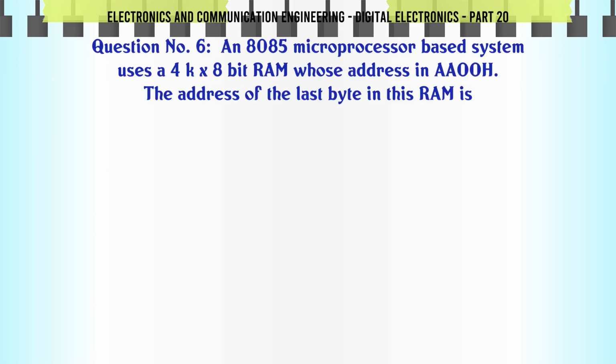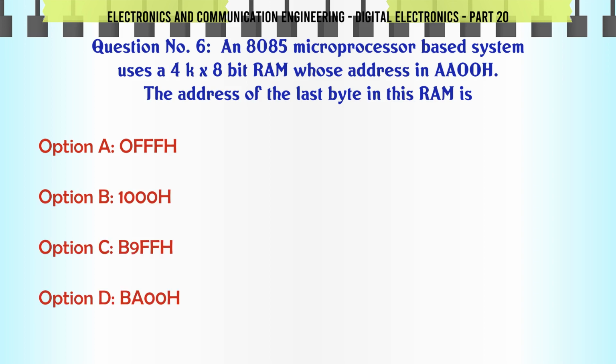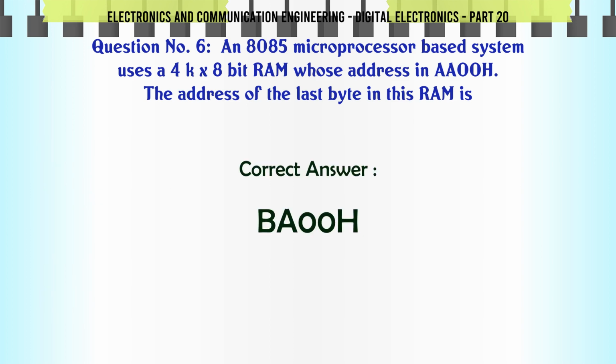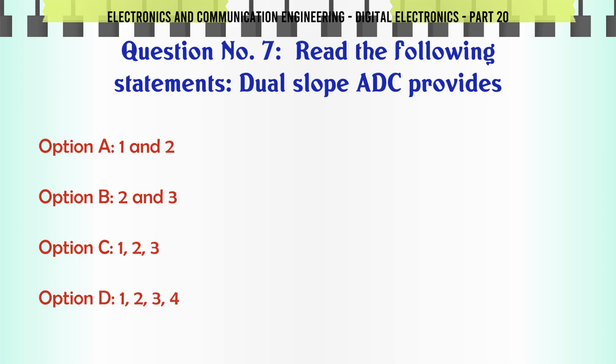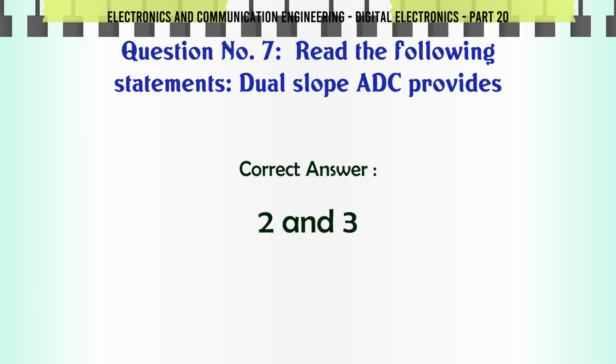An 8085 microprocessor-based system uses a 4K x 8-bit RAM whose starting address is AA00H. The address of the last byte in this RAM is A B1000H, C B9FFH, D BA00H. The correct answer is BA00H. Read the following statements: dual-slope ADC provides: A 1 and 2, B 2 and 3, C 1, 2, 3, D 1, 2, 3, 4. The correct answer is 2 and 3.